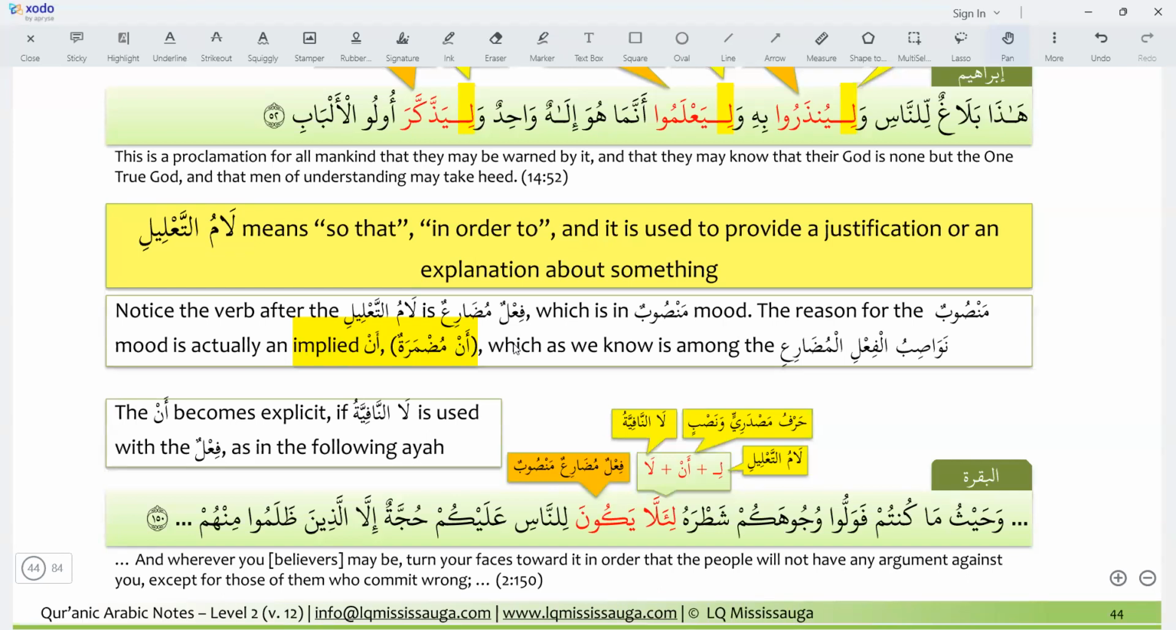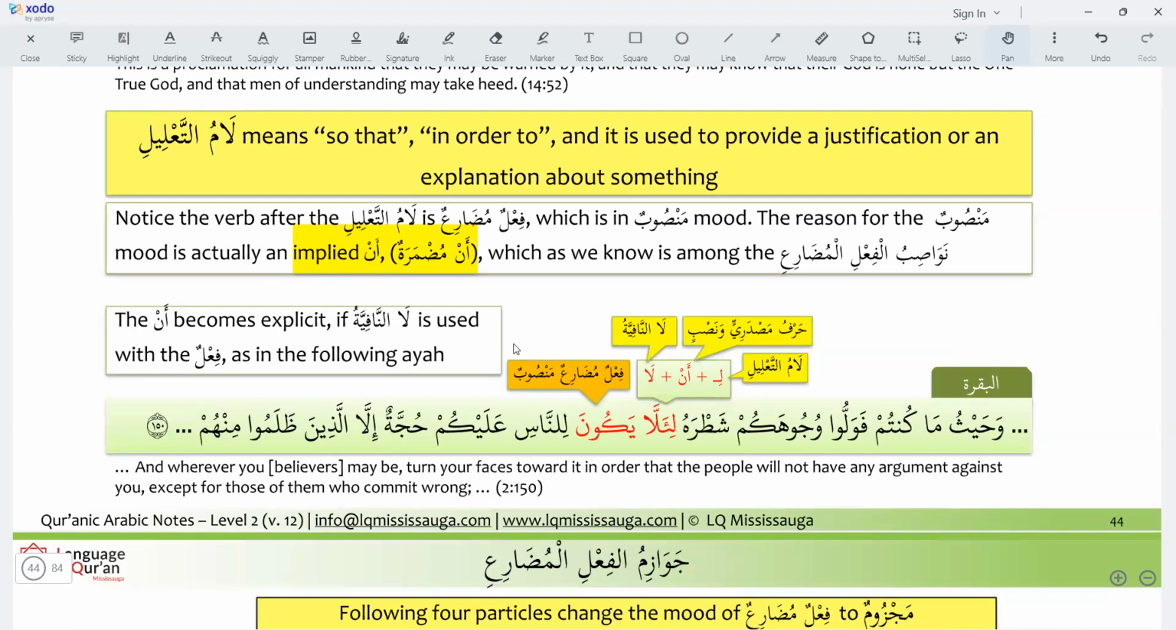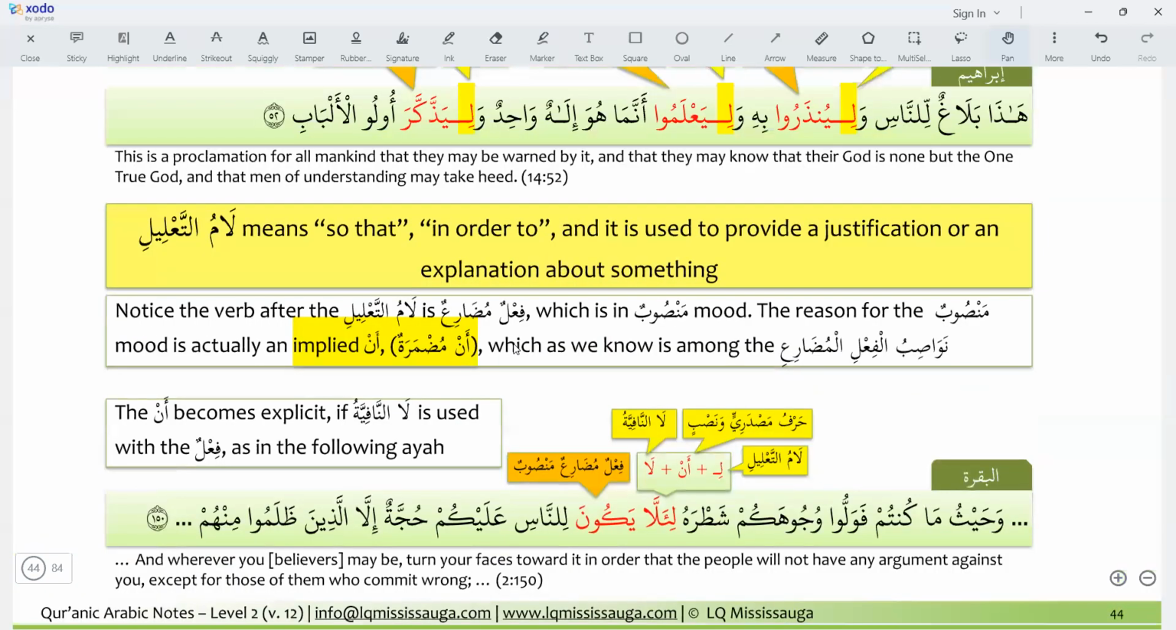Sir, can I ask? Yes. Yanzuru, the grammar is to do away with the nun, correct? Mansub, do away with the nun, correct. Mansub without the nun. Yes. Also ya'lamu, correct. Without nun. Yes. But yadhdhakkaru is mansub with fatha, correct? Yes, fatha. It is yadhdhakkaru, and the dhamma changes into fatha.